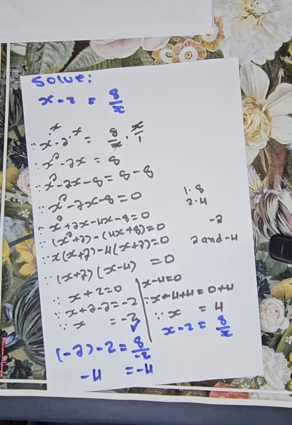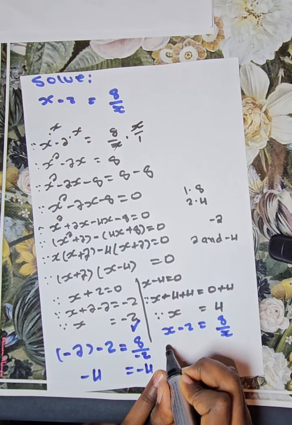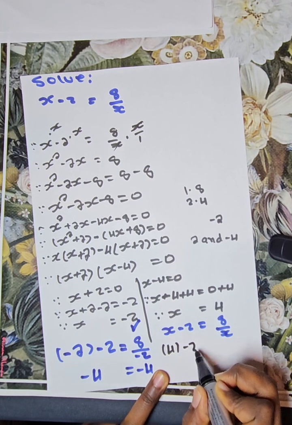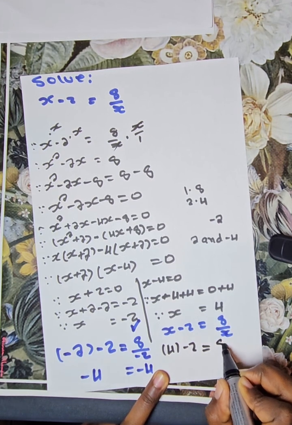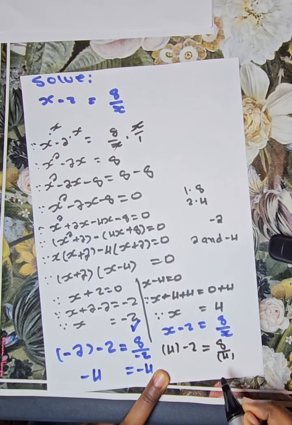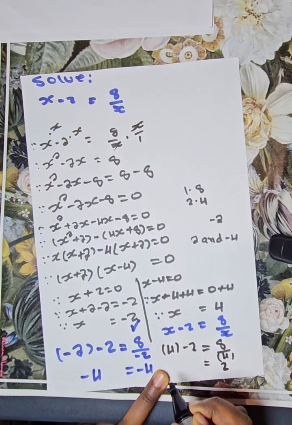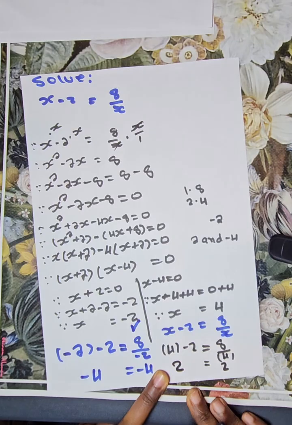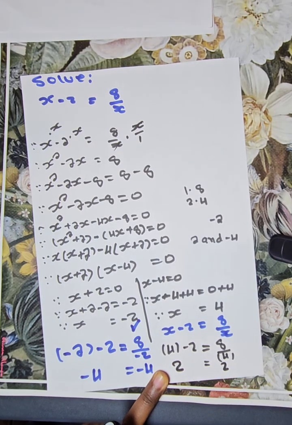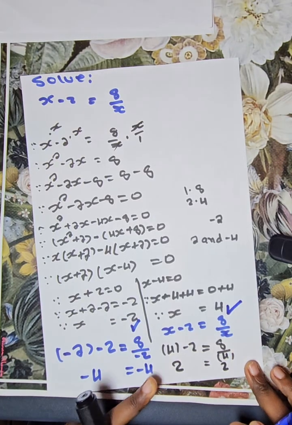So let's check now with x equals 4. So let's say 4, put always in brackets. That's safer for you. Minus 2 equals 8 over 4 in brackets. Divide 8 by 4. This will give me 2. Take 2 from 4. This will give me also 2. 2 equal to 2. Therefore, our second solution, which was x equals 4, is 100% also valid.